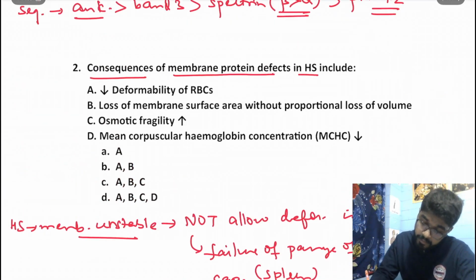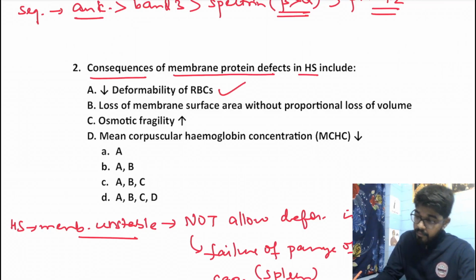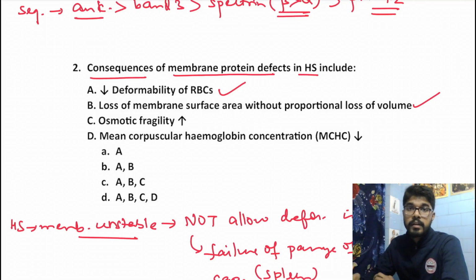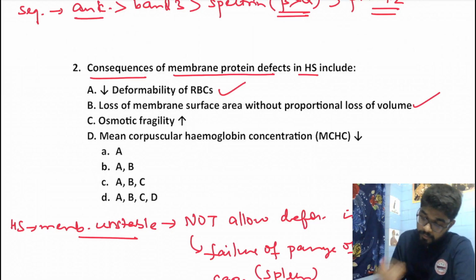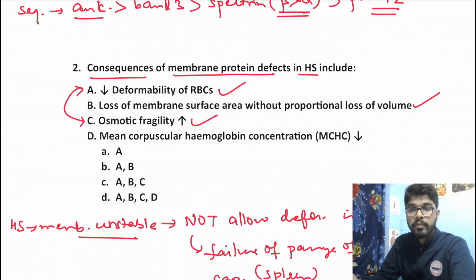Decreased deformability of the RBCs, that's a true statement. Loss of membrane surface without proportional loss of volume, that's a true statement. Actually, both volume and surface area decrease, but the decrease in surface area is much more than that of the volume. Osmotic fragility increases, that's also a true statement. This is directly dependent on the deformability, so A and C are linked.